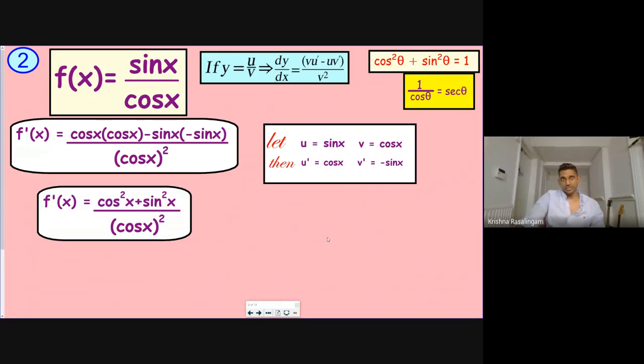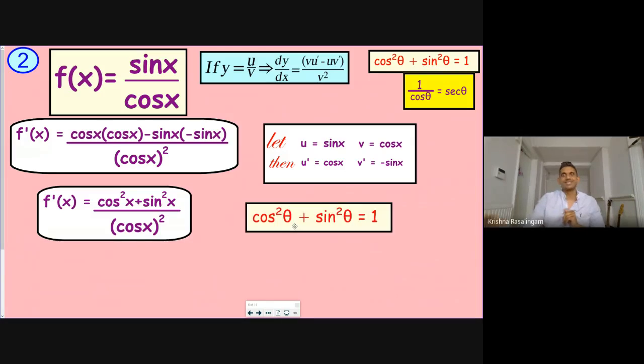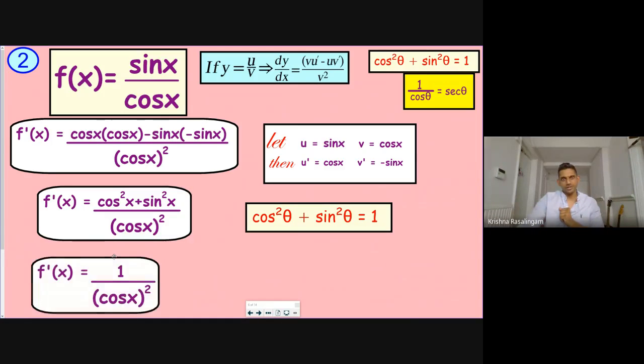So we end up with cos squared x plus sin squared x, because remember, cos x times cos x is cos x all squared, which is the same as cos squared x. Now, hopefully those that have done trig will realise that the numerator, cos squared x plus sin squared x, is 1. So we can write this as 1 over cos squared x.